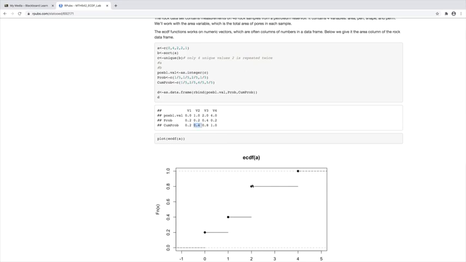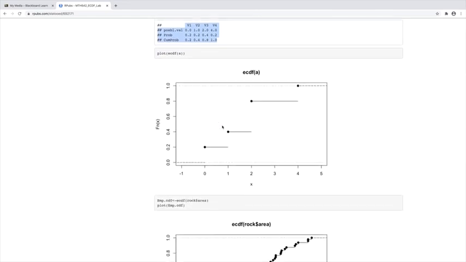Then it goes to 0.8. That's what you calculated here, and then it goes to 1. So that's exactly it: when you plot the ECDF in R, it is doing what you can actually do manually this way. That's what is happening inside it.